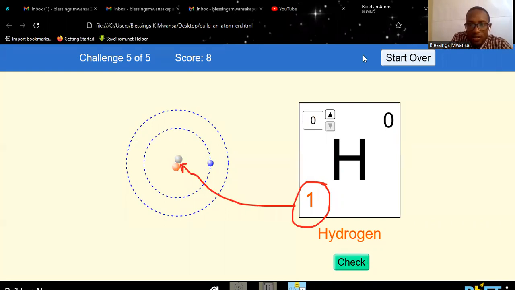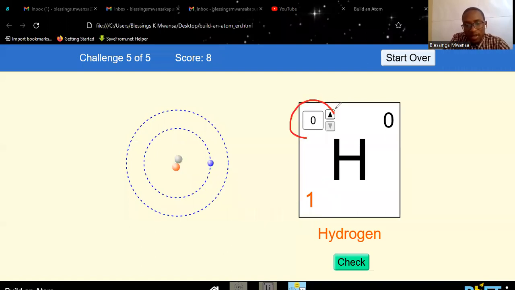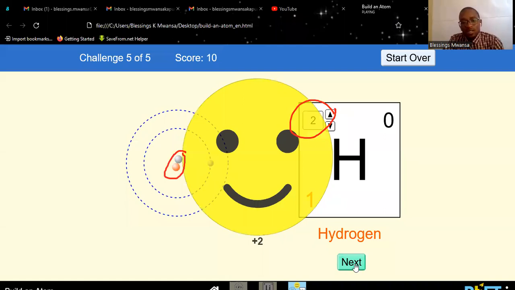Okay, where are we? It's clear. This one requires us to find the mass number. How do you find the mass number? Mass number is proton plus neutron, correct? So this is 2 when you add those 2 particles. Confirm, and that is correct.